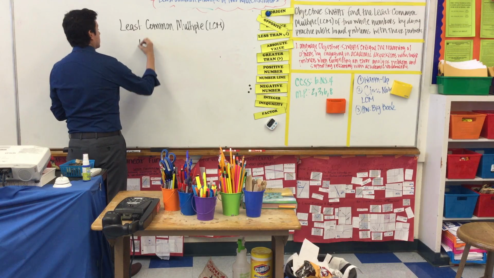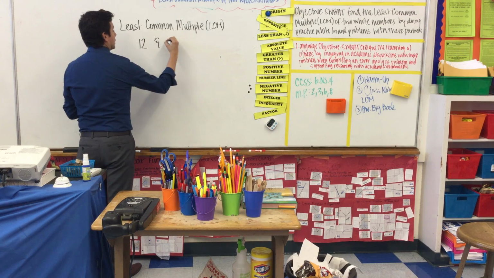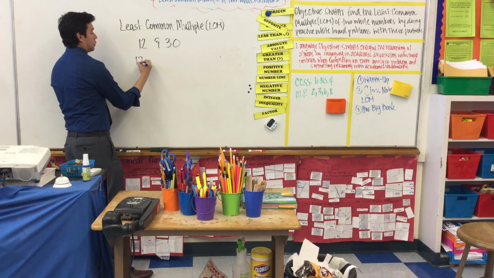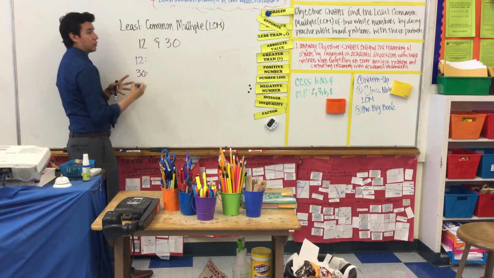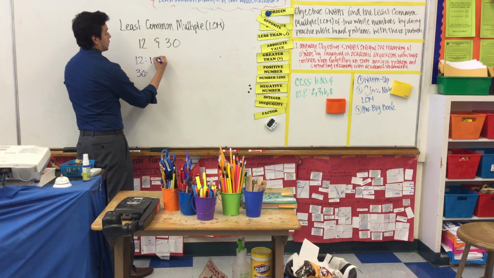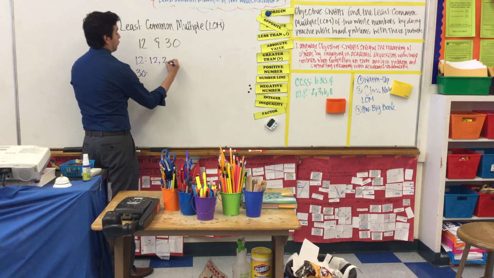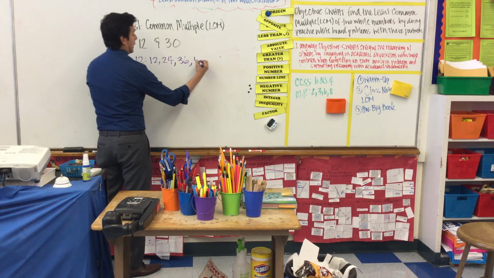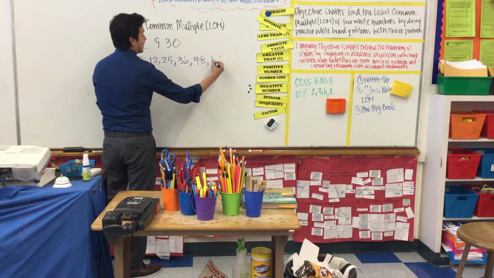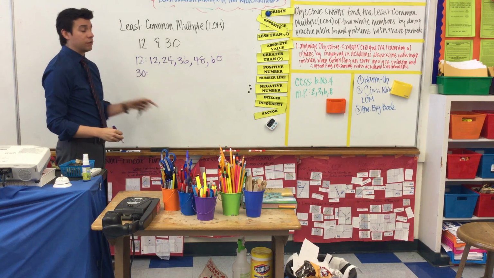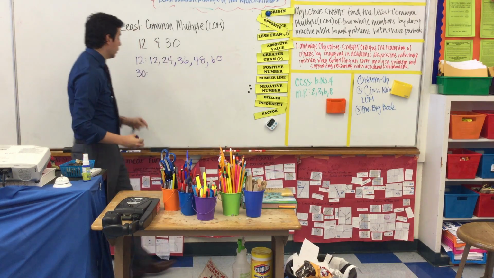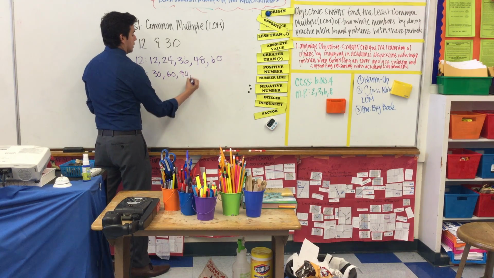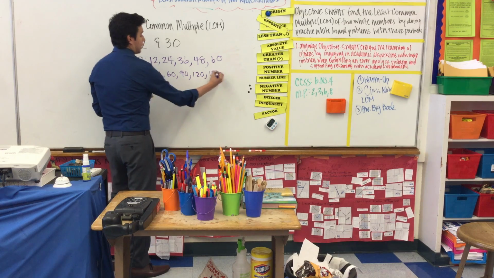12 and 30. Pretty easy. You grab the multiples of both numbers. The multiples of 12 are 12 times 1 is 12, 12 times 2 is 24, 12 times 3 is 36, 12 times 4 is 48, 12 times 5 is 60. So those are the multiples of 12. They could go on forever. The multiples of 30 are 30, 60, 90, 120, and 150.